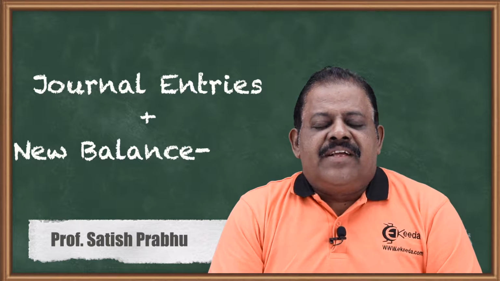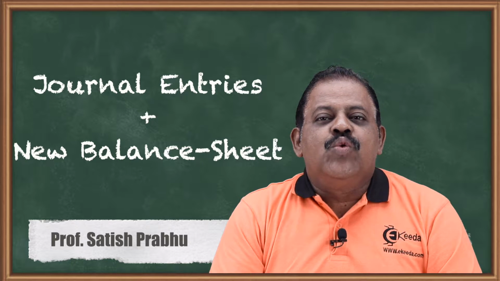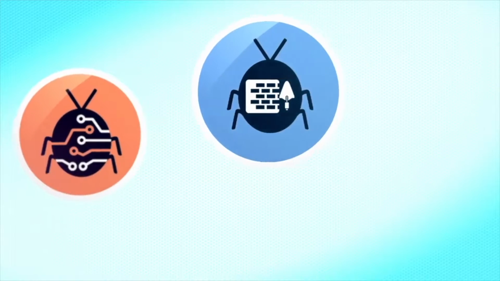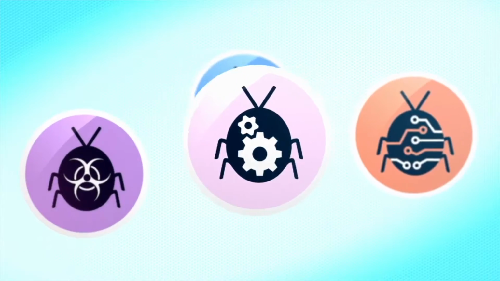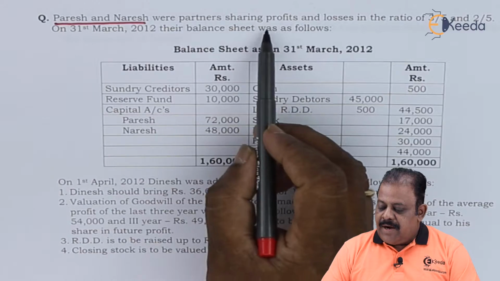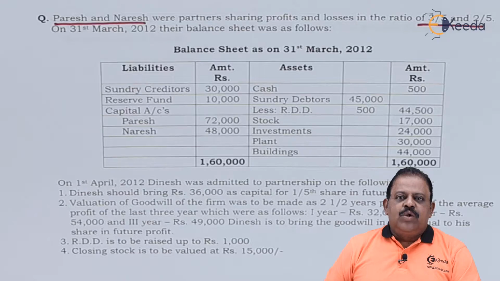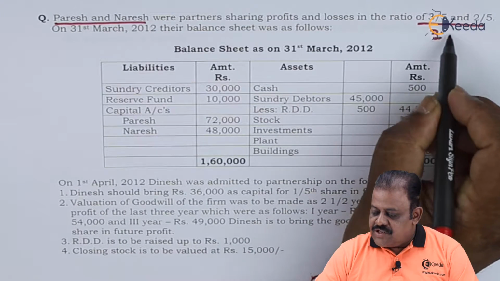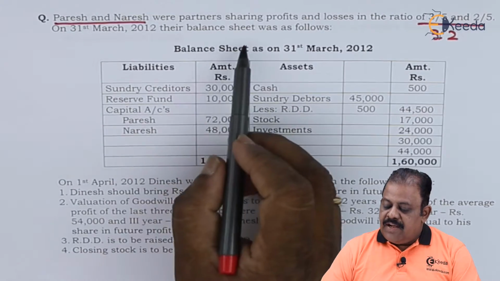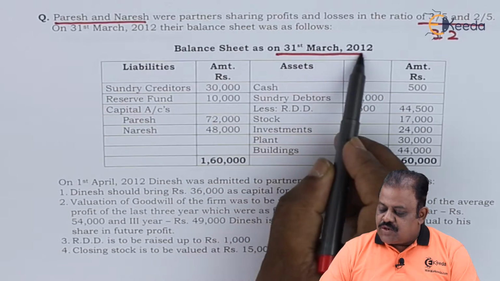Hello friends, let us discuss now one question of admission of partner where we are required to do journal entries. Let us go through the question. Paresh and Naresh were partners sharing profits and losses in the ratio of 3/5 to 2/5, that is 3:2. On 31st March 2012, their balance sheet was as follows. Balance sheet as on 31st March 2012.